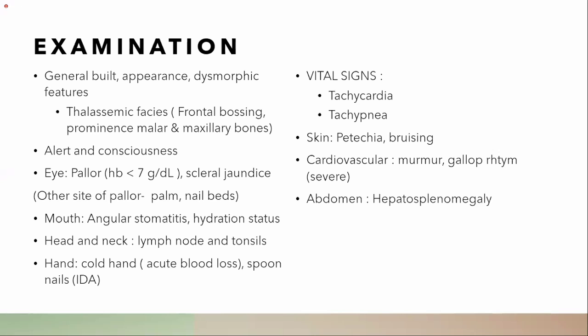And then check the hands. When there's acute blood loss, we want to know if there are any signs of poor perfusion, like cold hands. I forgot to mention the CRT level, and also spoon nails in IDA. And it's important to check the vital signs because anemia can cause tachycardia and also tachypnea. Okay, and then check for any skin manifestation like petechiae or bruising, which can point to bleeding disorders. In severe anemia, the patient can have a murmur and gallop rhythm during cardiovascular examination. And also, we have to look for hepatosplenomegaly at the abdomen.